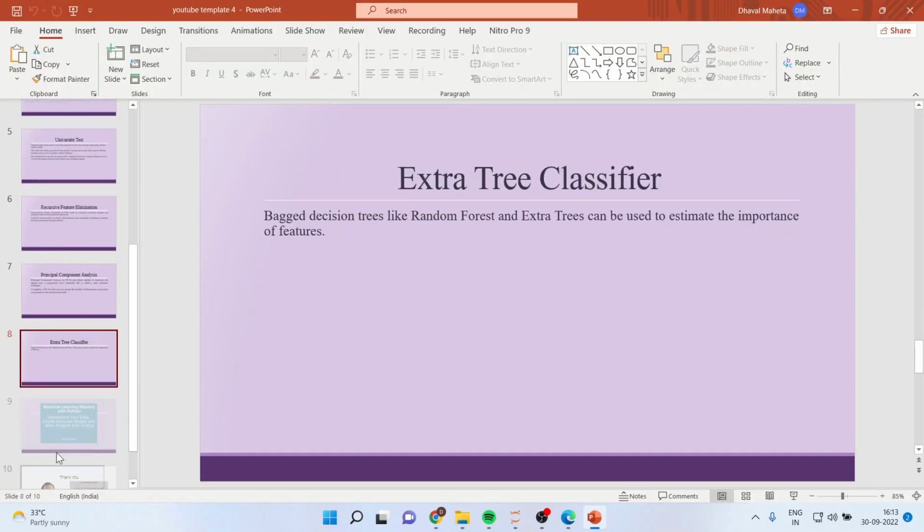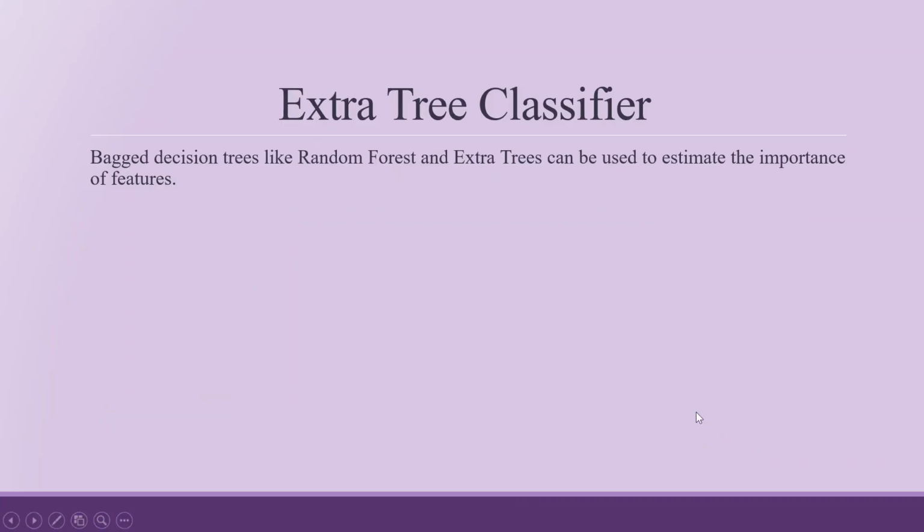The next method is extra tree classifier. Bagged decision trees like random forest and extra trees can be used to estimate the importance of the feature. Now, how we can do this? Let's see in the Python.